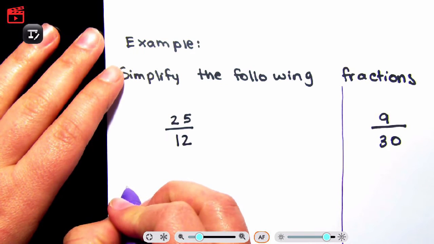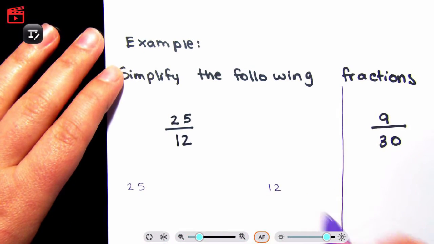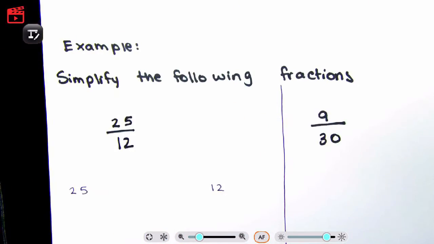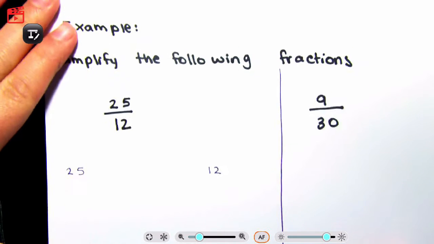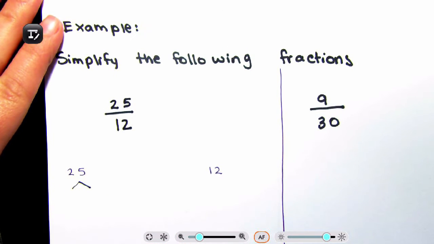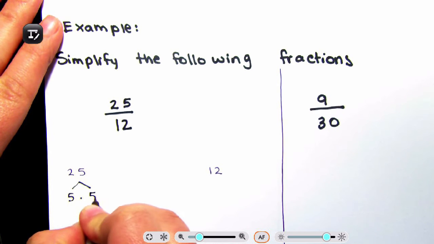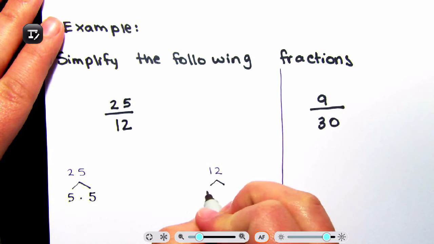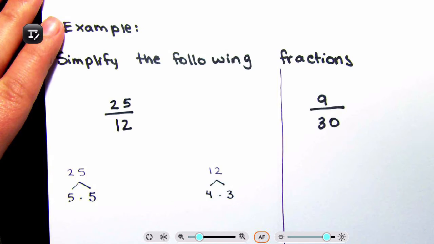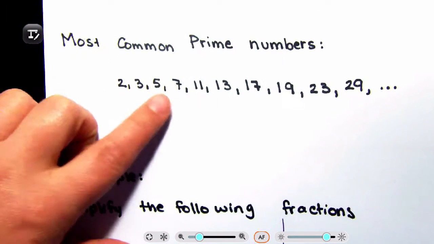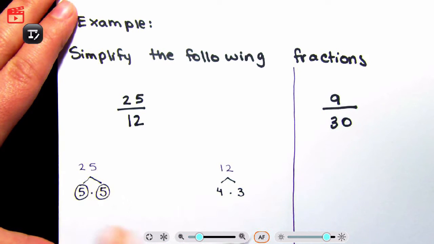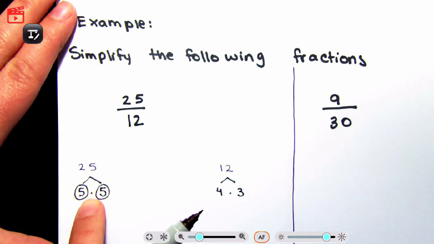Well, we're going to split up 25 and we're going to split up 12. And we're going to create factor trees for both. So we want to know what are the prime factors of 25 and what are the prime factors of 12. So I know that 5 times 5 is 25. You can do one at a time, but I usually like to do both at the same time. I know that 4 times 3 is 12. Now I'm looking at my most common prime numbers. I'm noticing that 5 is prime, meaning I'm going to circle it. I'm not going to continue. So that means this is done. 25 has now been split up into its prime factors.